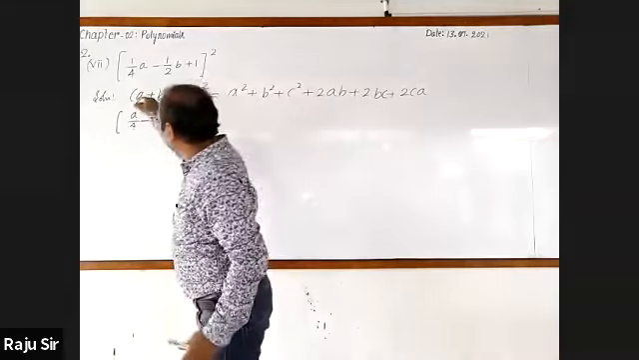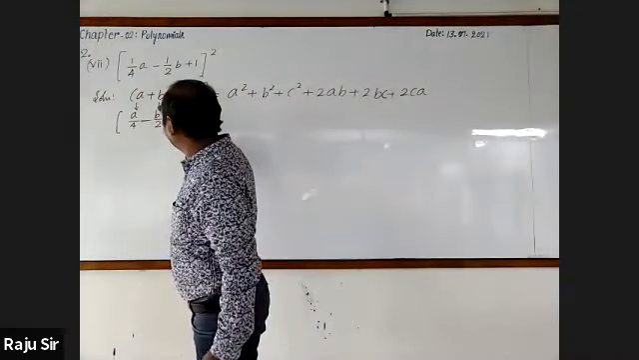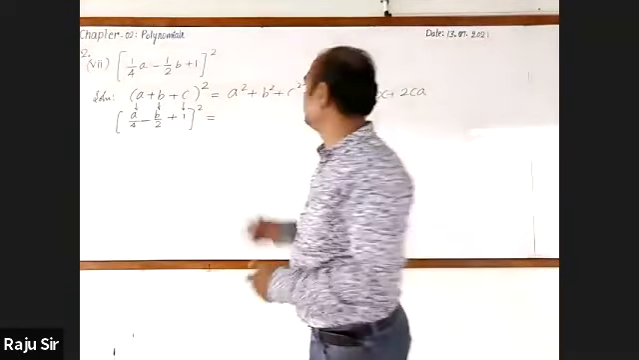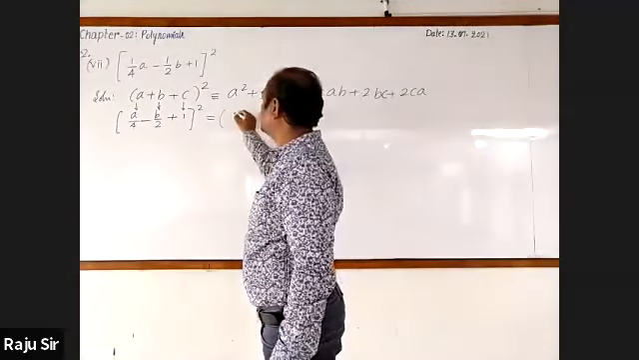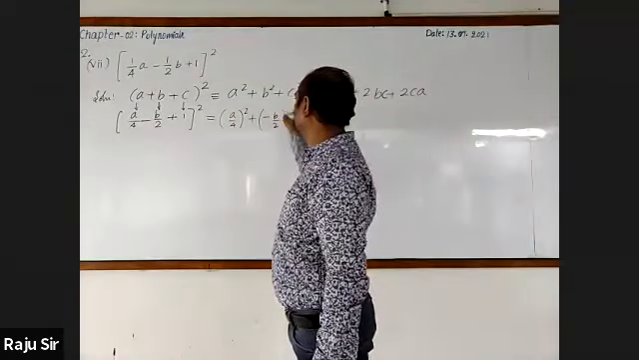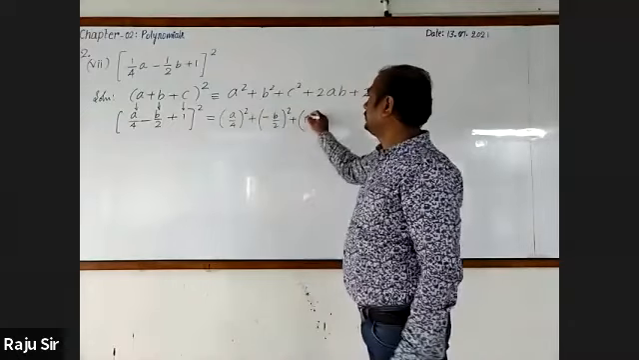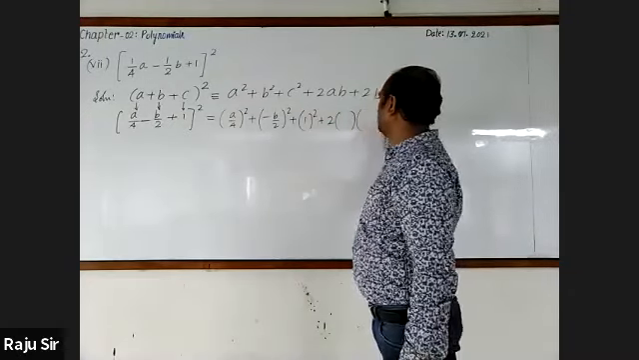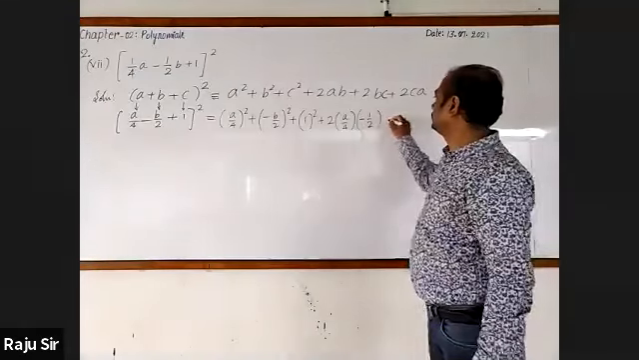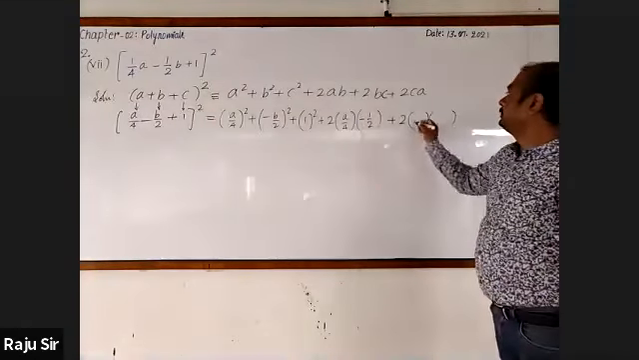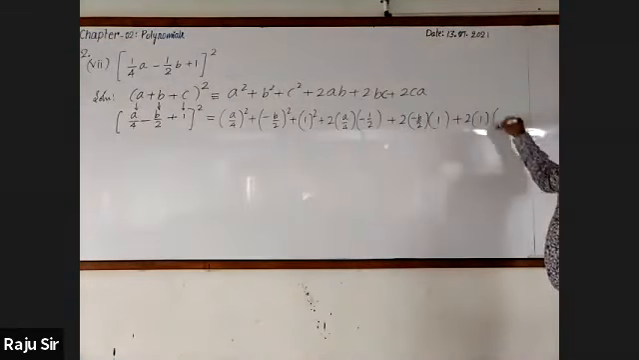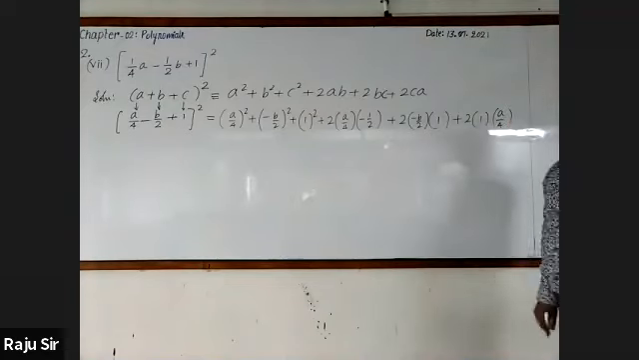So we should write a by 4 in place of a, minus b by 2 in place of b, and 1 in place of c. Please go on substituting. a square: a by 4 whole square. b square: minus b by 2 whole square. c square: it is 1 whole square. 2ab: 2 into a by 4 into minus 1 by 2. 2bc: b is minus b by 2 and c is 1. 2ca: c is 1 and a is a by 4.